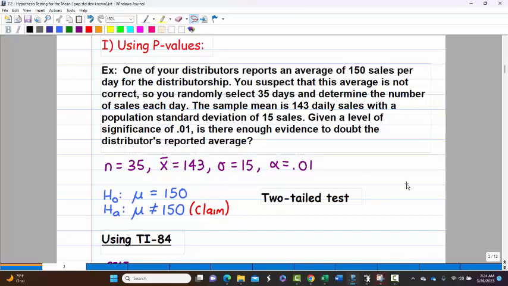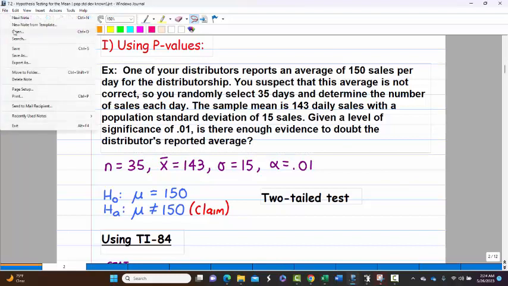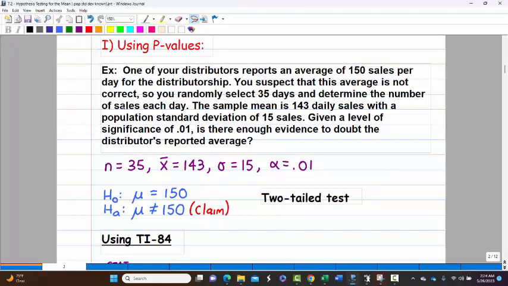All right, so let's say a distributor reports an average of 150 sales per day for that distributorship. You suspect this average is not correct. So you select 35 days, determine the sales each day, and the sample mean for those days was 143, and the population standard deviation is 15.